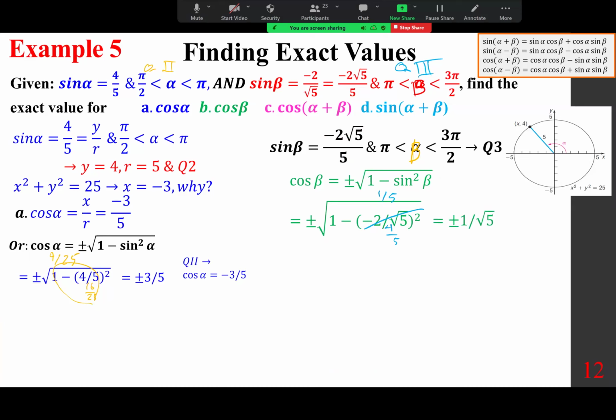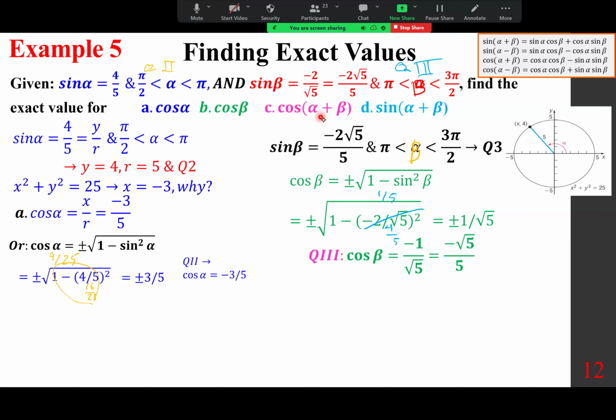I hope you have no problem with algebra, everybody. So under the radical, we have 1 over 5, and the square root of 1 over 5 is plus or minus 1 over square root of 5. And so we choose negative because in quadrant 3, cosine is negative. So the answer is negative 1 over square root of 5. And if you rationalize, you get this. So the idea was to get those two first, and this becomes easy.